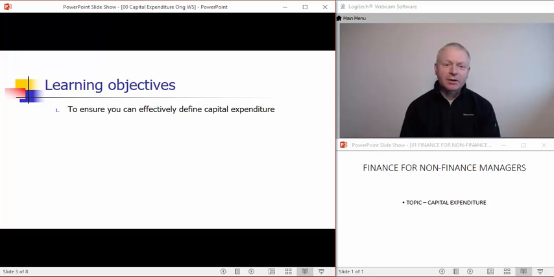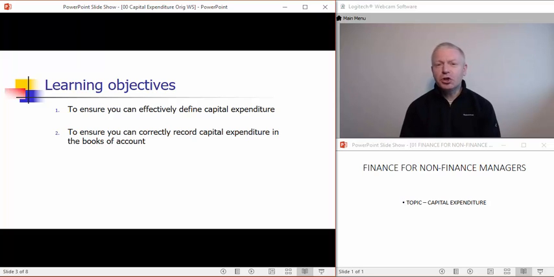The first learning objective is to ensure you can effectively define capital expenditure. That's not just a matter of learning off a definition, that is a matter of taking ownership of a definition where you would feel confident enough to explain it to a third party. The second learning objective is to ensure you can correctly record capital expenditure in the books of accounts. And this is hugely important, that you understand the debits and the credits of the transactions so you can spot when somebody makes a particular error in relation to recording such transactions.